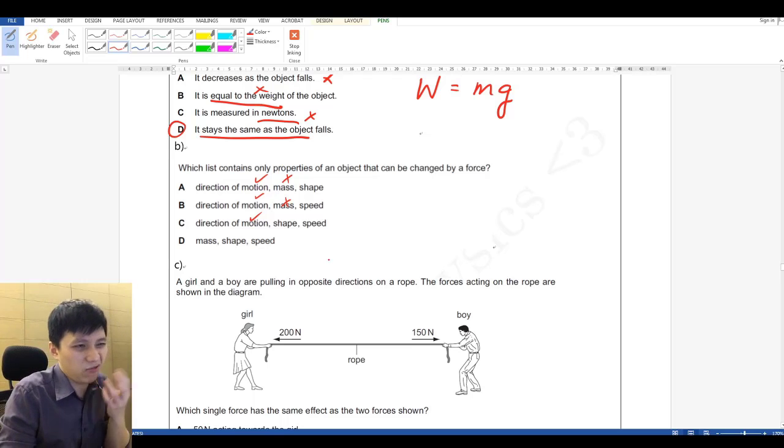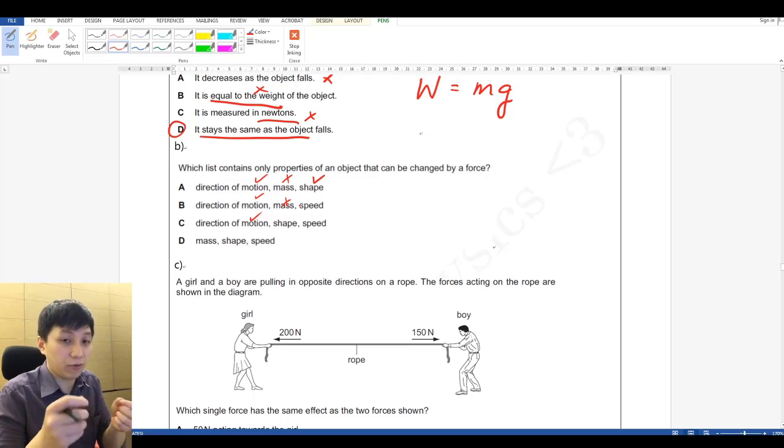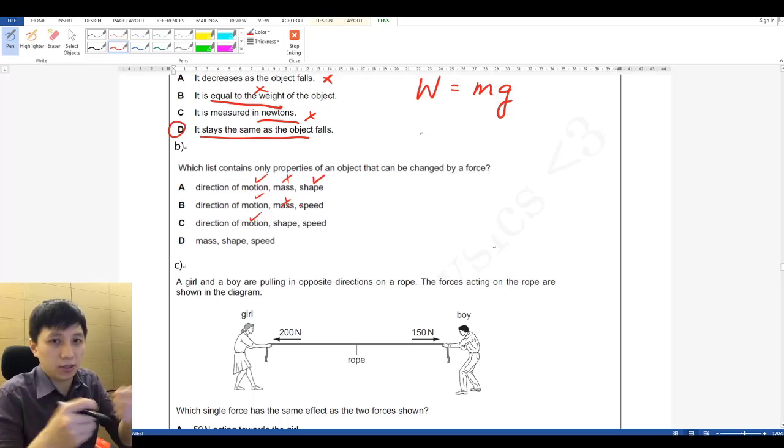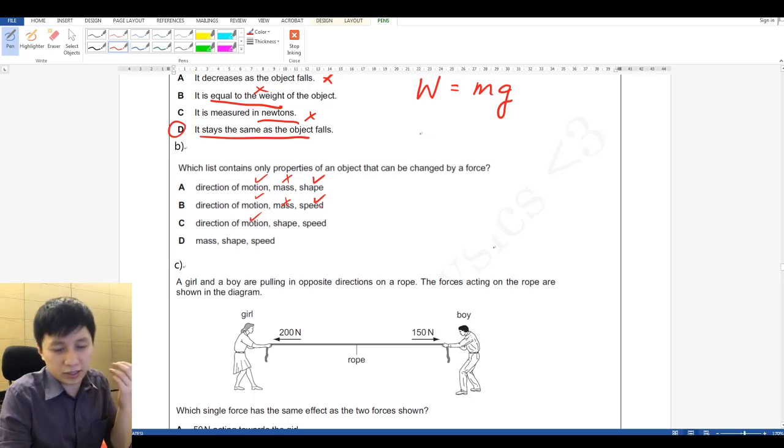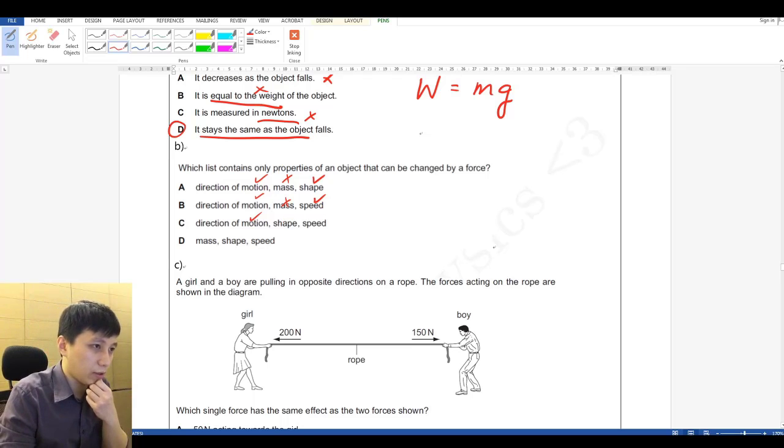So not really mass. You can change the shape, because for example, with a rubber band, you can pull it, then the shape obviously is different. Speed, of course, you can accelerate using the force, and so the speed will change. So then C, D, okay, so the answer is C then, I think, right? Yeah, mass is not. Okay.